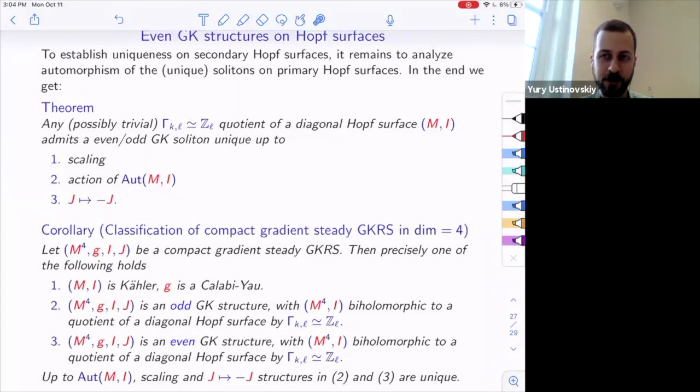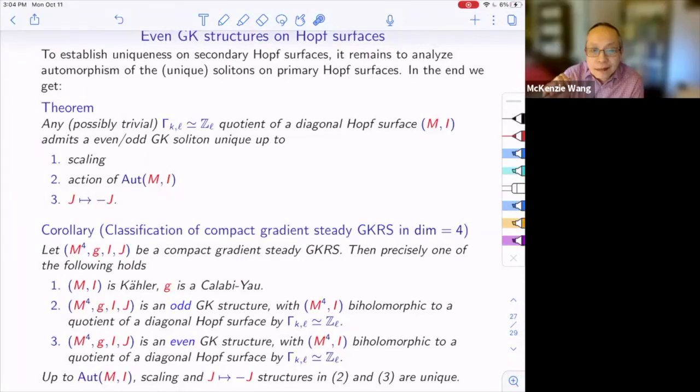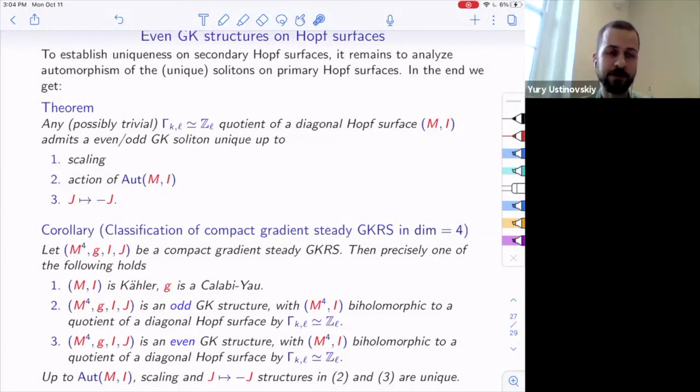Is there a candidate for an analog of the cigar soliton? Yeah, that's a very good question. The cigar soliton is a complete soliton, right? So you might ask what are complete solitons here, and it's an exciting and interesting question. There are many examples of those, so there is no one answer.